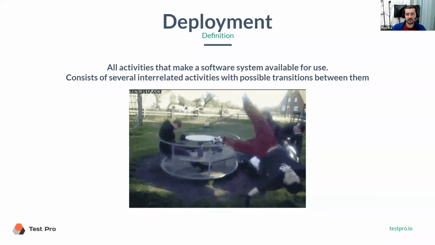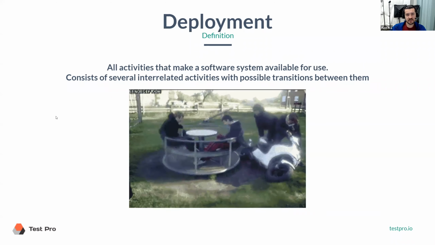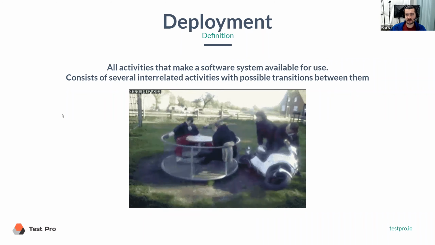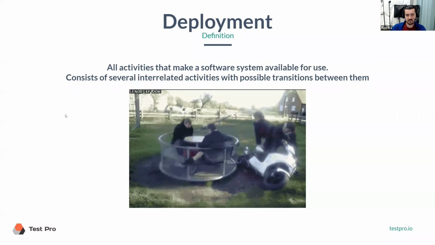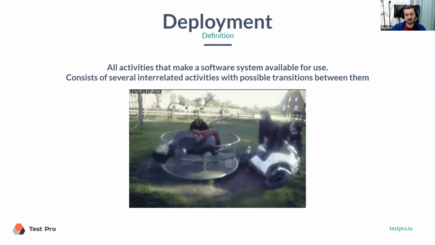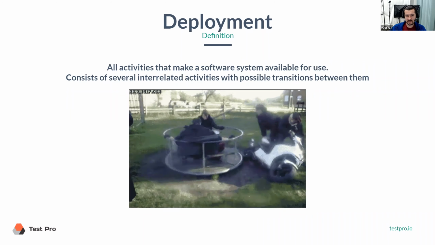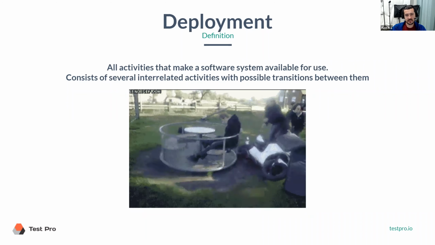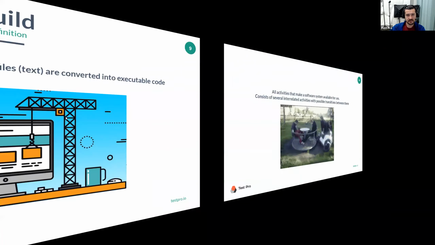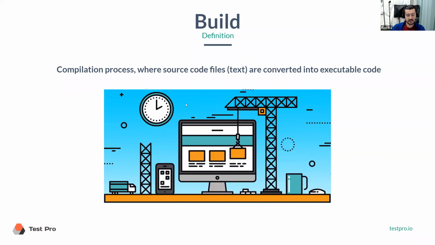So basically, it's a few different activities with the transitions between them. For example, developers first need to spin up a virtual machine, install some software, and then deploy that build from the previous slide, this one, and then run it over there, right, remotely on a remote server.